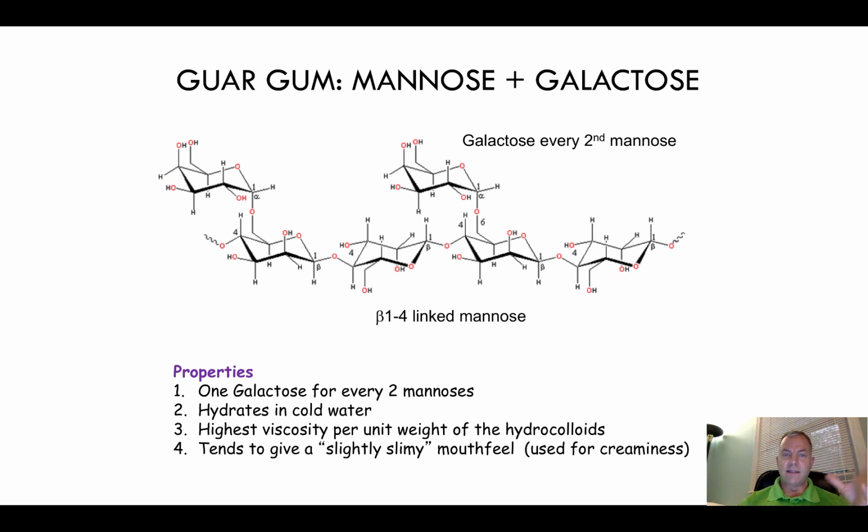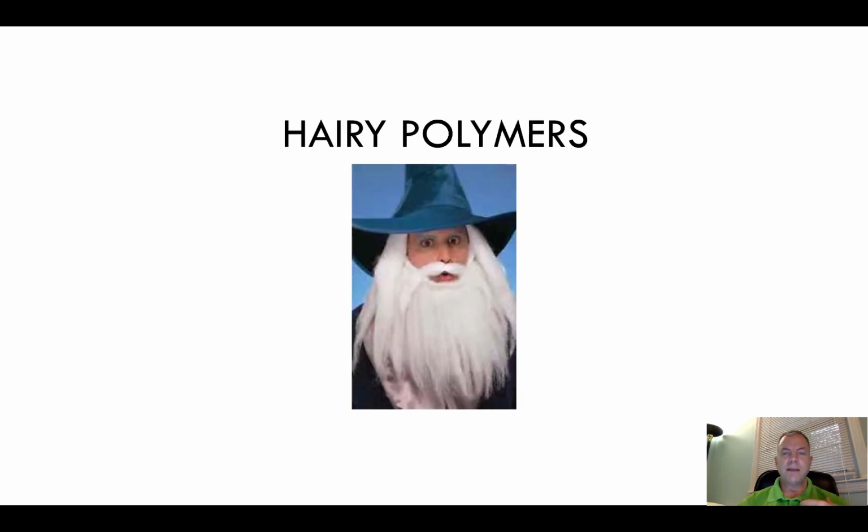So the idea then is that this one is cold water hydrating. That's good for instant type of applications, and it produces an extremely high viscosity per unit weight. So you don't have to add very much to get a lot of thickness, and then it also can produce this kind of slimy characteristic, and can be used for that reason as a fat replacer.